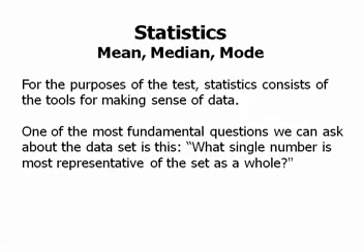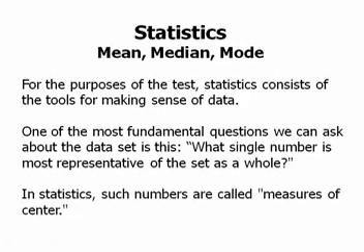One of the most fundamental questions we can ask about a data set is, what single number is most representative of the set as a whole? And this turns out to be very important in real-world statistics. For example, if we had a list of the household income of everyone in the United States, we'd want to know what's one single number that would be most representative of that entire list. Well, such numbers are called measures of center. And that's what we're going to start talking about in this video.